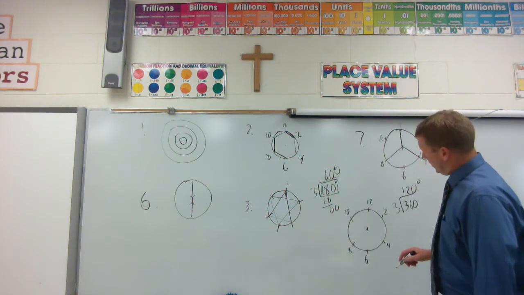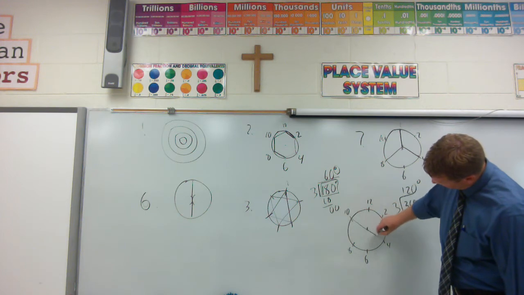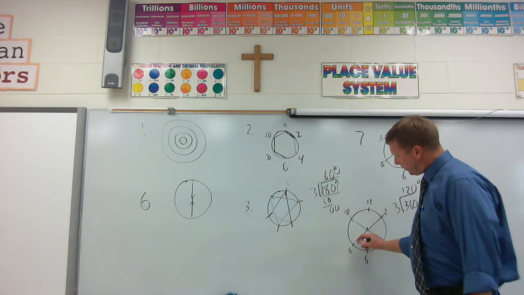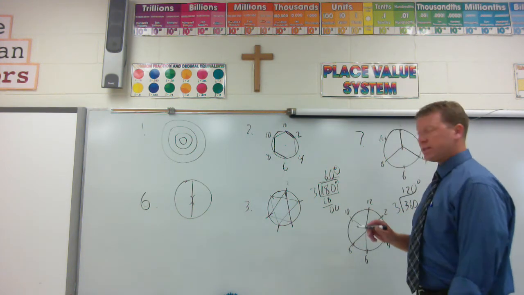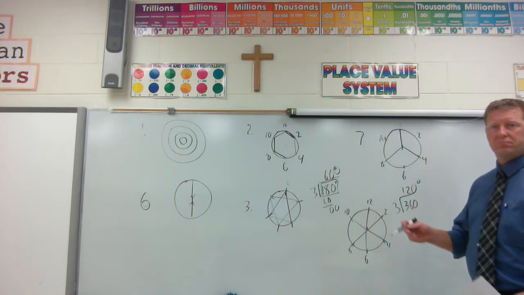Now they said if you go straight through, guys, go through your opposite. So 10 goes to 4, 2 goes to 8, 12 goes to 6. And you just chopped it into 6. Piece of cake.